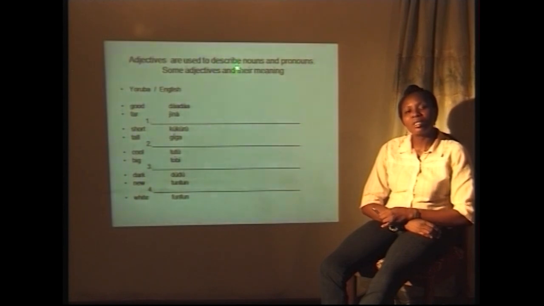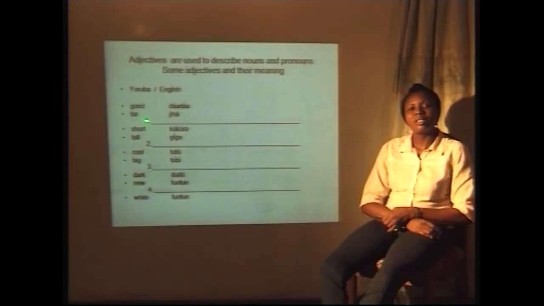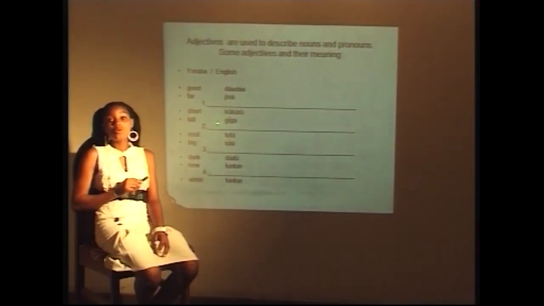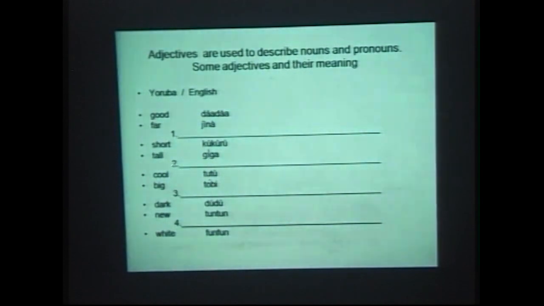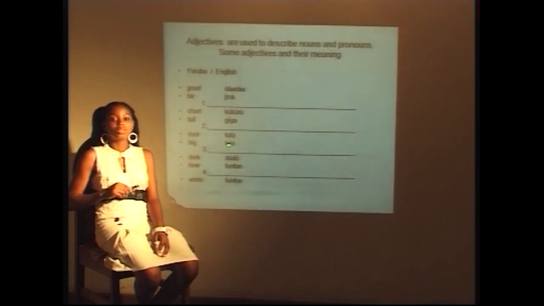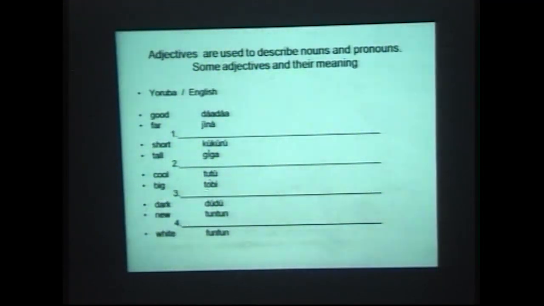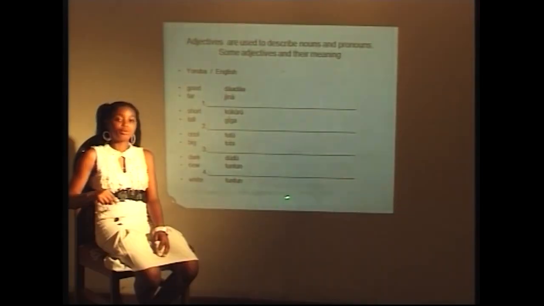Adjectives are used to describe nouns and pronouns. Some adjectives and their meaning. Yoruba and English. Good, dada. Far, jinna. Short, kukuru. Tall, gigun. Cold, tutu. Big, tobi. Dark, dudu. New, tuntun. White, funfun.